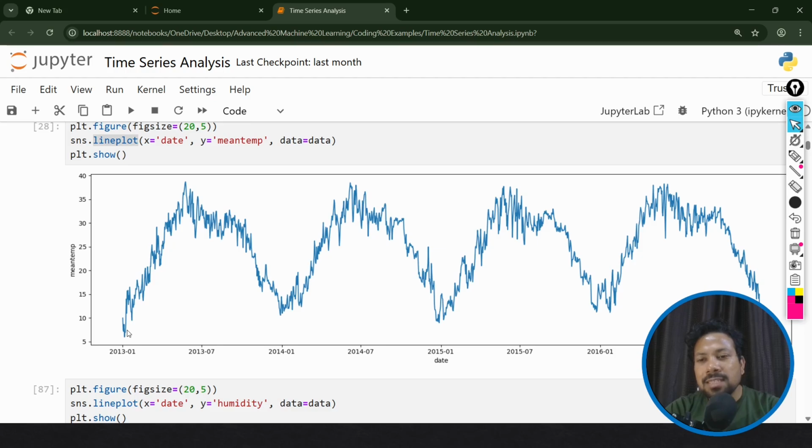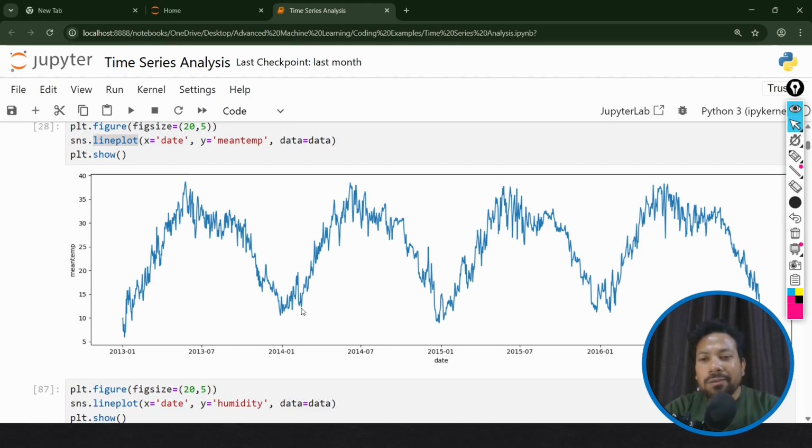mean temperature is slightly increasing, and then it is increasing, then decreasing, increasing, and then decreasing. And if you look closely, you will see that it is increasing after 6 or 7 months, and then at the end of the year comes to the same point, and then for the next year it is behaving the same as it behaved earlier.